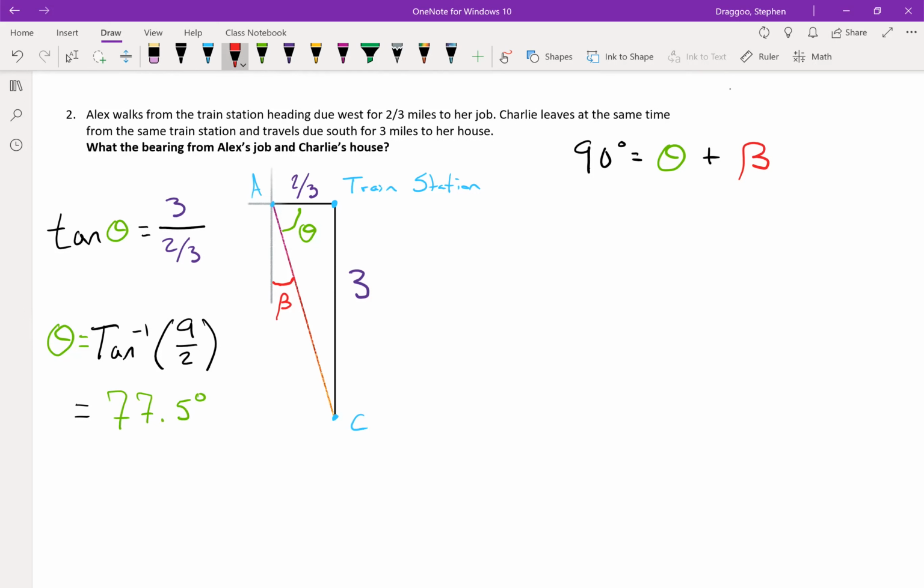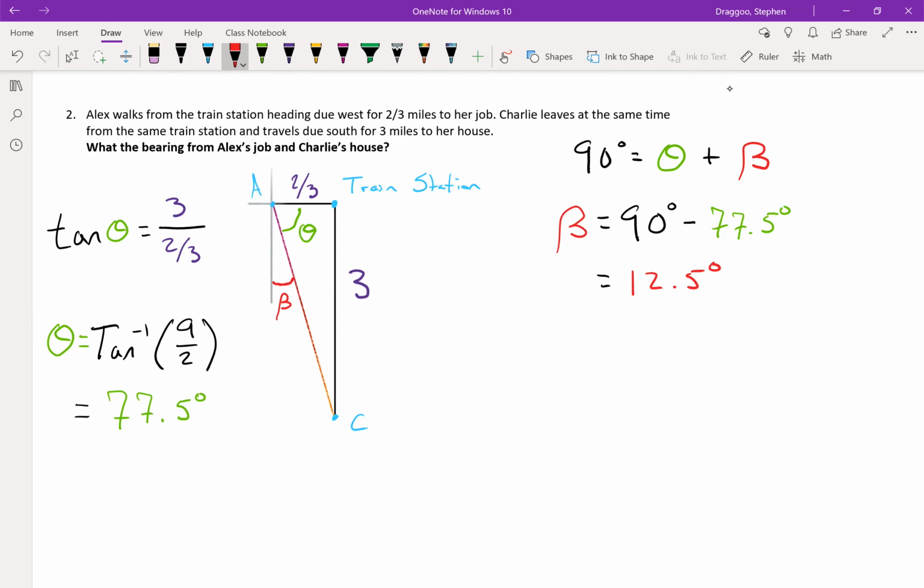Bring that over to solve for beta. It should be equal to 90 degrees minus that 77.5 degrees, which simplifies to 12.5 degrees.